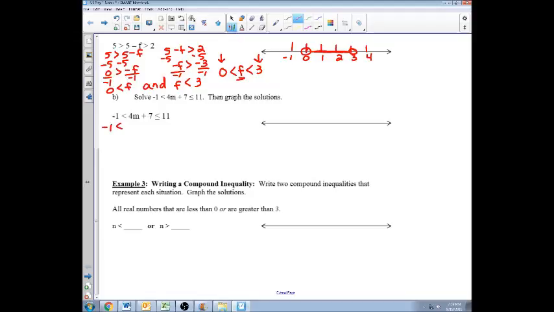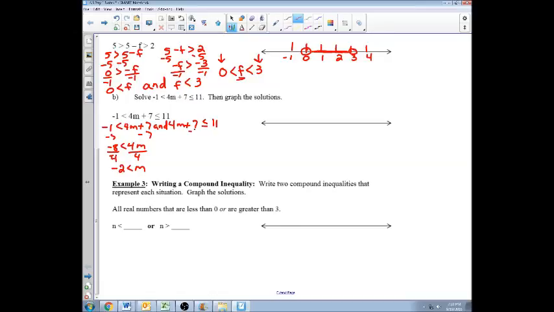So -1 is less than 4m plus 7, and 4m plus 7 is less than or equal to 11. Notice when I was saying that, I said the word and in between, right? Okay? So I'm going to go ahead and subtract 7 from both sides. That would get me -8 is less than 4m. Divide by 4. That would get me -2 is less than m.